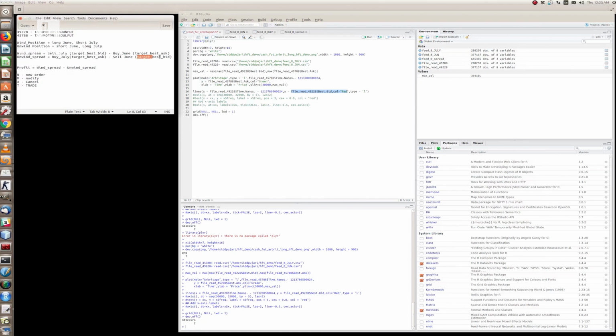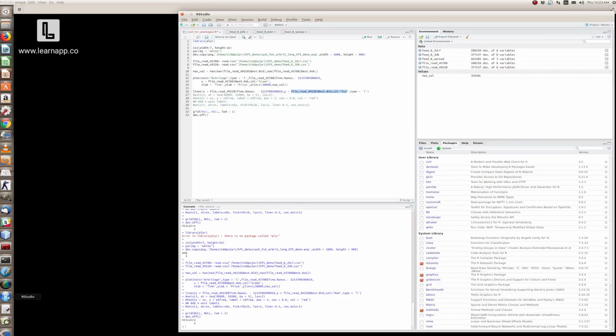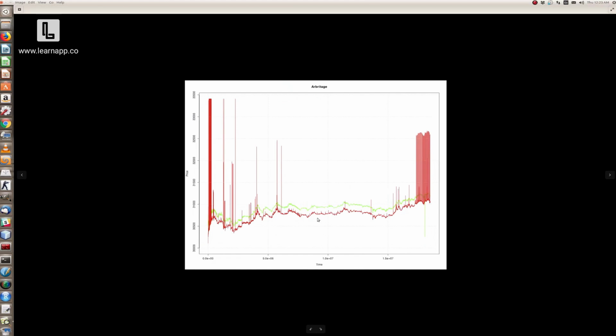Now according to the formula, the best bid for June is required in the unwind spread. So this graph basically helps us to see the unwind spread parameters. So red is June, green is July. Similarly, we have created a graph for the wind spread.